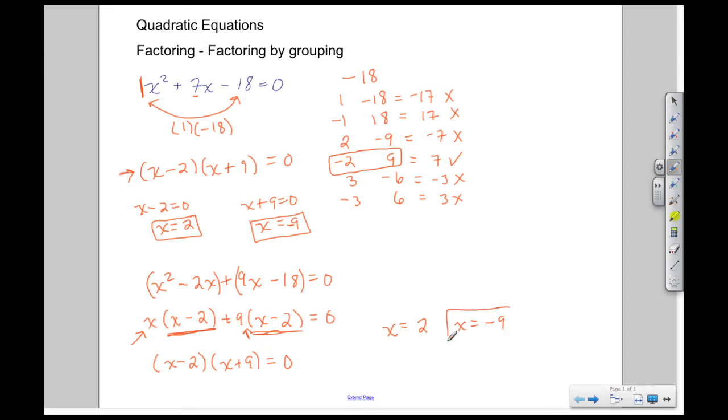Alright, so this sums it up for this short video showing both what I would call basic factoring and factoring by grouping. In my next video, I'm going to show factoring by grouping, but in that video, it's going to have a coefficient here that'll be larger than 1.